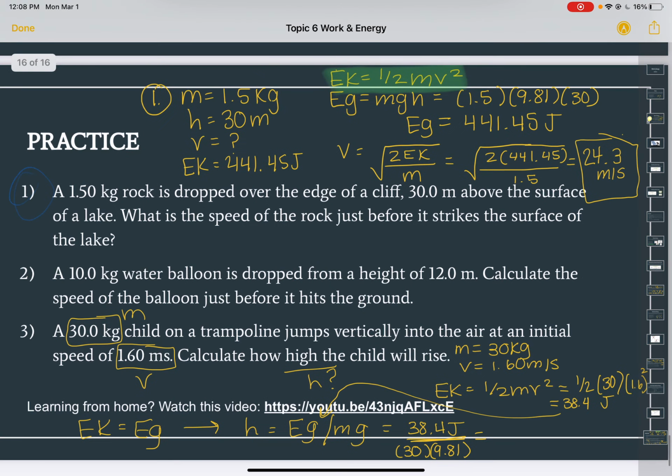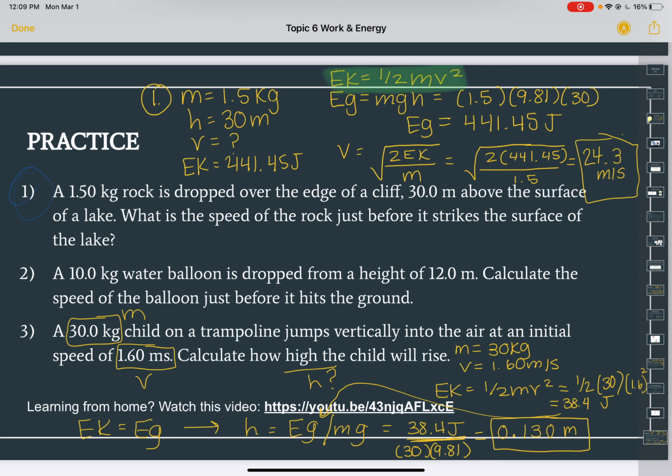This doesn't look like the child is very high off the ground. Did I do this right? I got an answer of 0.13. We need 3 significant digits. Yep. So this would be meters. So I'm saying that's not very much. It's like they went 13 centimeters off of the trampoline.